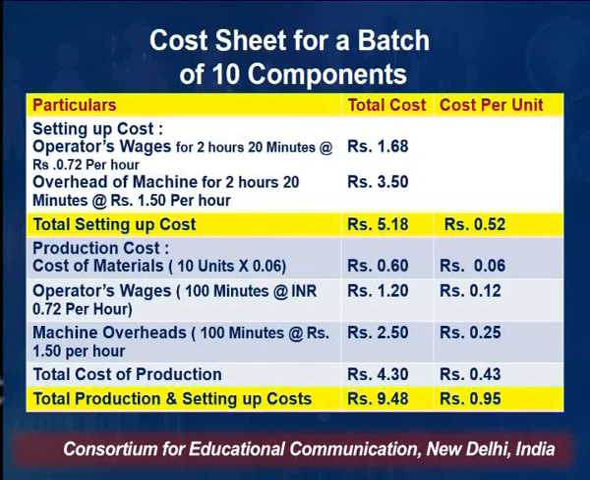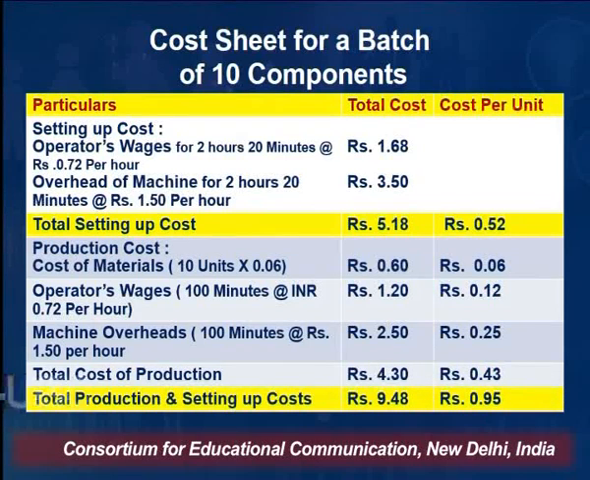Then comes overhead of machine, and for that we have 2 hours 20 minutes time, and the rate for this machine per hour is 1.50 per hour, and the amount comes to be 3.50. So if you ask me what is my total setting up cost, it comes to be rupees 5.18. And this is something which is not at all linked with the size of your batch. So regardless of the size of your batch, I am telling you here only, because when we will be changing the size of batch, then too this total setting up cost shall remain unchanged.